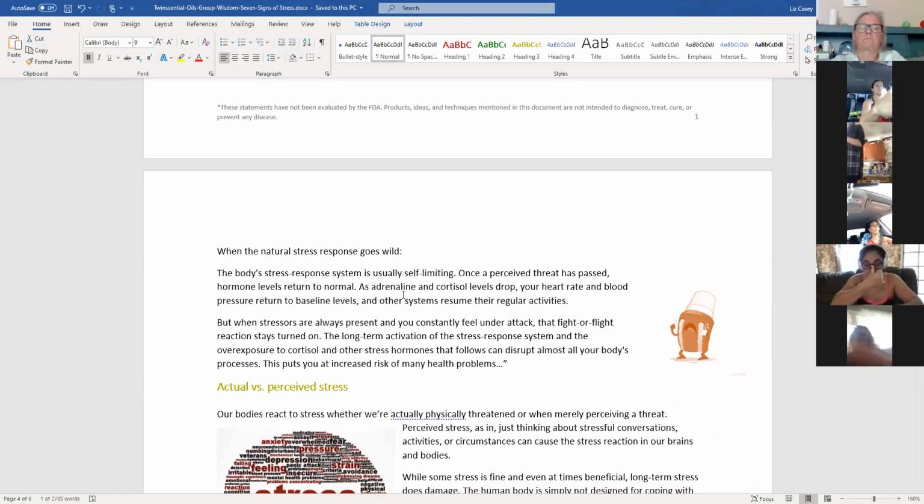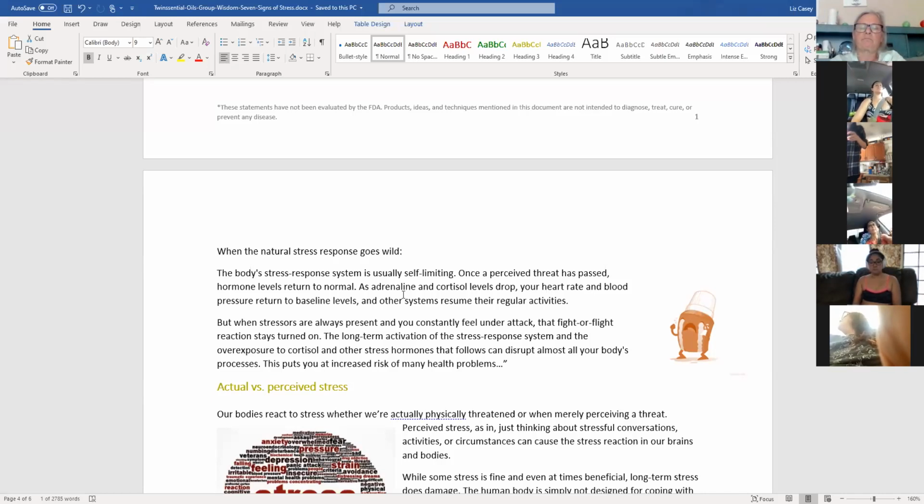So when the natural stress response goes wild, however, it's self-limiting. Once a perceived threat has passed, hormone levels are supposed to return to normal. Ordinarily they do, for most of us. Adrenaline and cortisol levels drop, your heart rate and blood pressure return to baseline, and other systems resume their regular activities. But when you're a super stress bucket, like myself, those stressors are always present, and you constantly feel under attack.